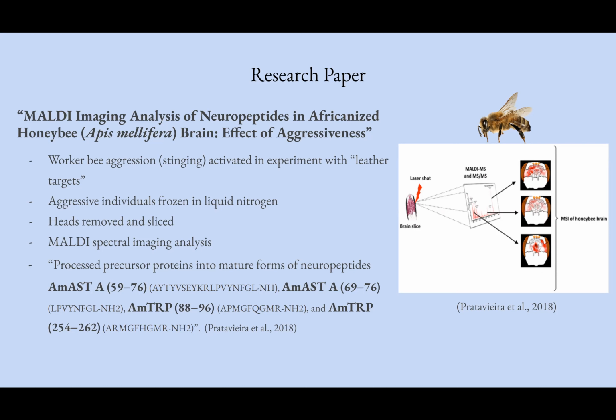The precursor proteins found were turned into the mature forms of AMAST 59 through 76, AMAST 69 through 76, AMTRP 88 through 96, and AMTRP 254 to 262.